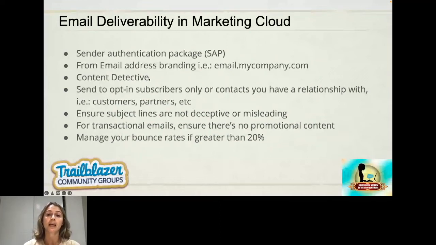The other really cool feature in Marketing Cloud that helps with deliverability is Content Detective. This helps scan your content for any potential spam triggers, so things like "click here," "now," "urgent," and there's a bunch of other words that could specifically trigger spam. Content Detective will flag those words, and if you normally have more than two, it's probably a good idea to revise and review your content.